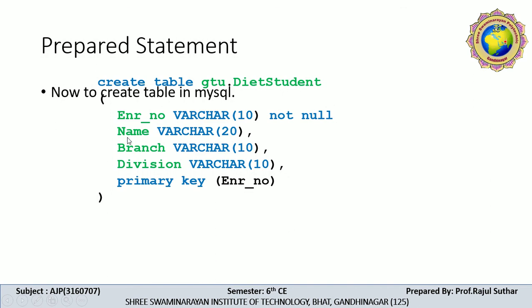The second value is name with data type varchar, and the size is 20, so maximum you can enter 20 characters. Branch also has data type varchar with maximum size 10. Division is varchar, maximum size 10. Here primary key is enrollment number. We are creating the varchar enrollment number as a primary key, so you must write primary key with the name of the column in brackets.